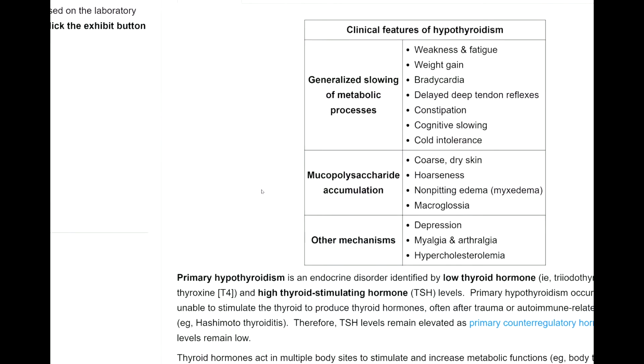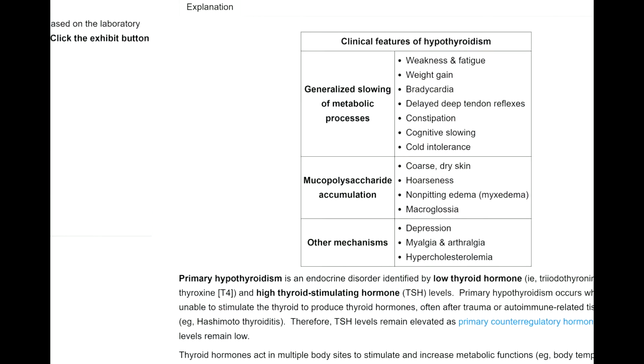And so they end up attracting water, which leads to swelling and can lead to pulling that water from certain areas. So, you've got coarse, dry skin in some areas, but you're going to have non-pitting edema in others. And that's also where we get that enlarged tongue of the macroglossia, because that connective tissue is really just attracting all of the fluid. So we also can have depression and some other things going on because all of our systems are just kind of slowed.